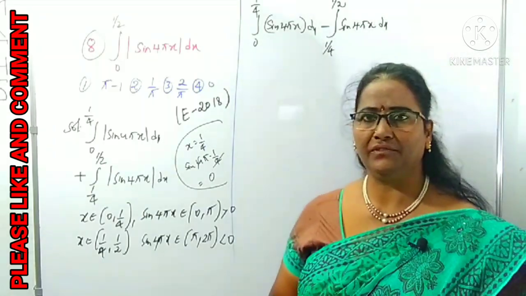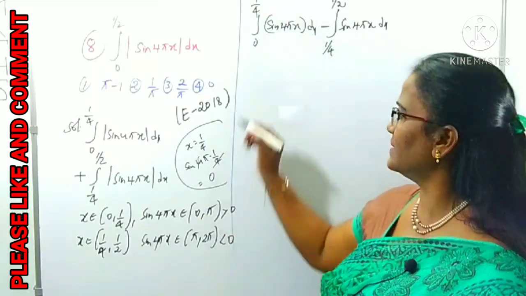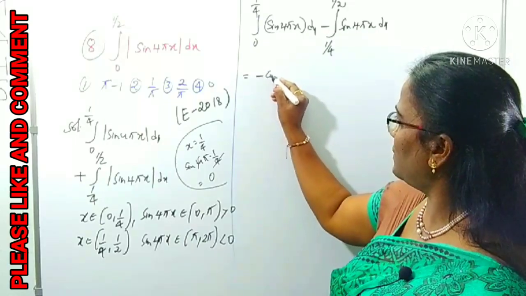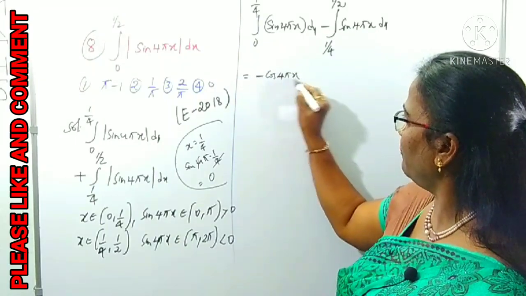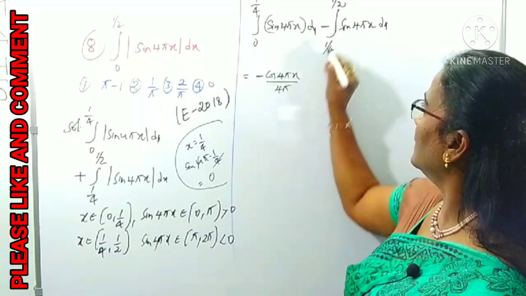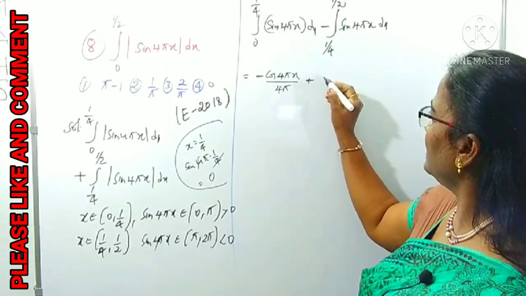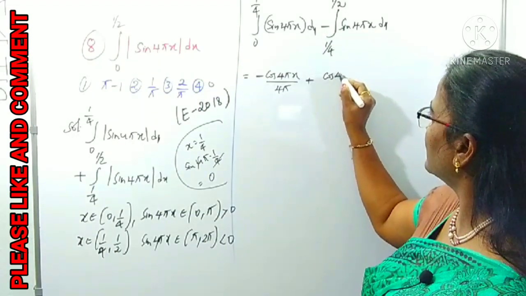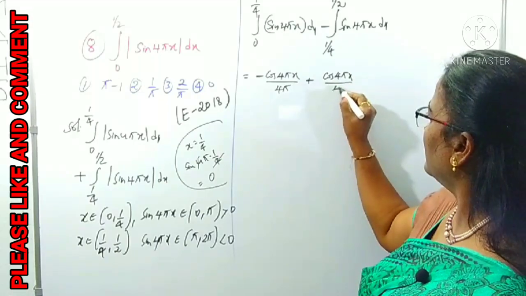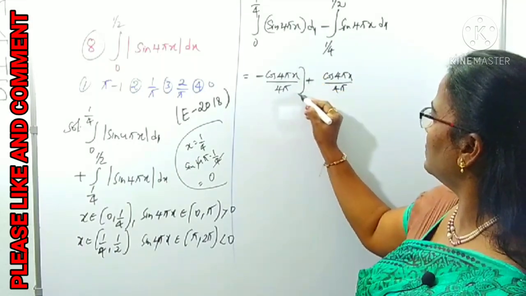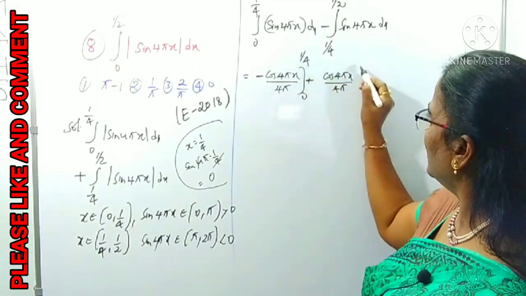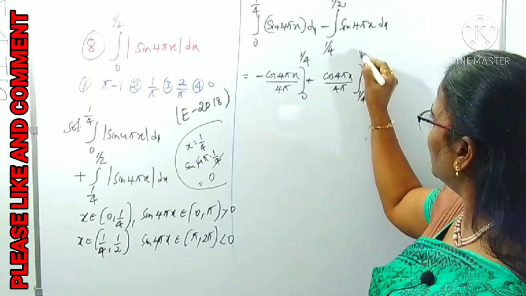Now what is the integral of sine 4 pi x? Yes, minus cos 4 pi x by 4 pi. Here also, minus or plus, we can take cos 4 pi x by 4 pi. Right? Here the limits are from 0 to 1 by 4, and here the limits are from 1 by 4 to 1 by 2.